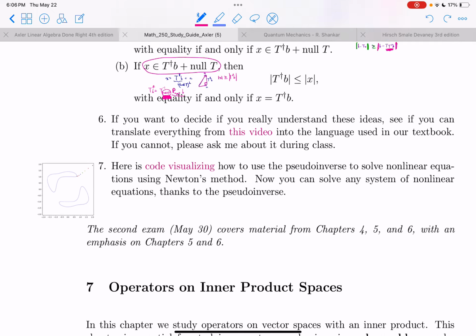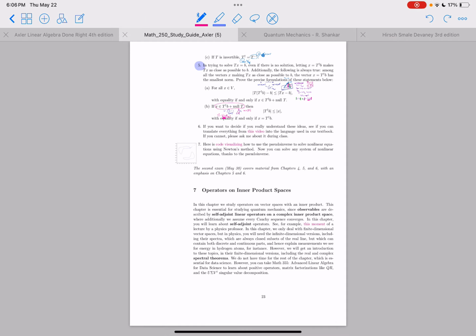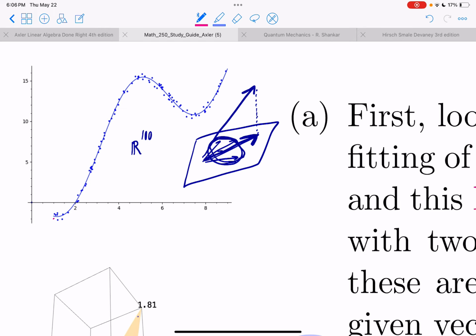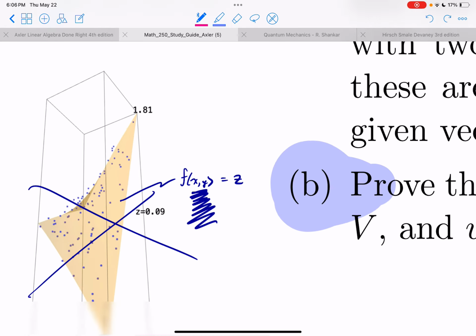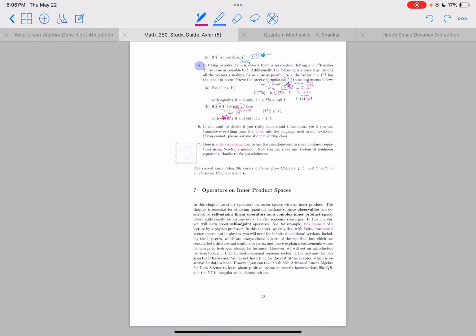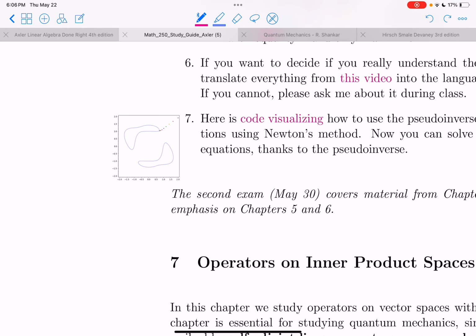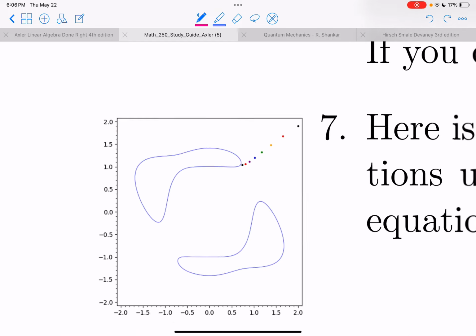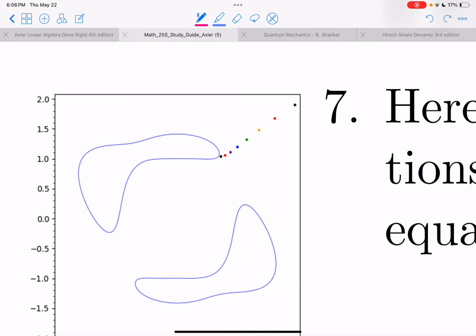So the pseudo-inverse, I've talked about how it can solve these problems for you and spit out the right function that fits your data. But there are even more ways to use it, so I'll just briefly mention one. Let's say you're trying to solve some equations. What you can do is take a guess. Here's my first guess. This is called Newton's method.